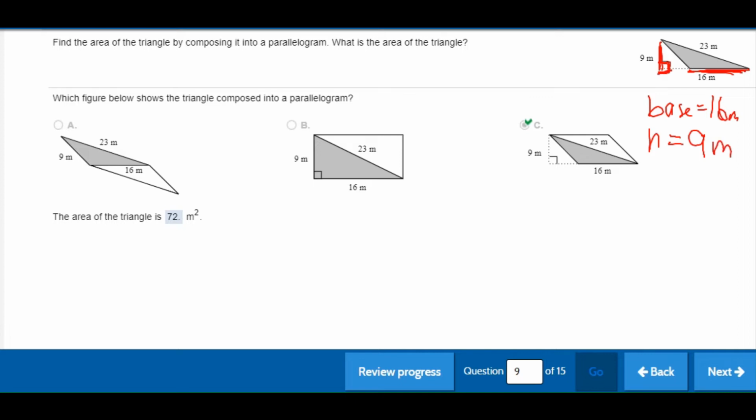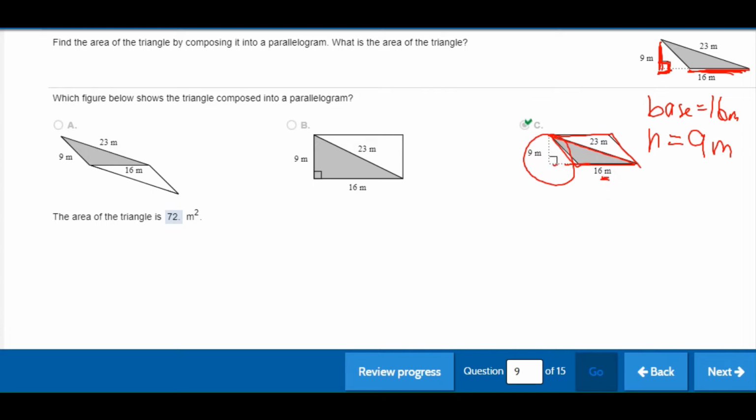So if you look here, we have an obtuse triangle. We make a copy and rotate it and form a perfect parallelogram, where we still have this 9 meters, which is perpendicular to the 16.